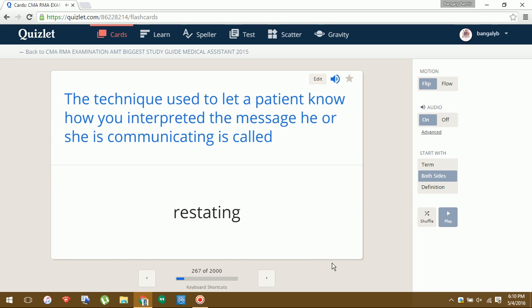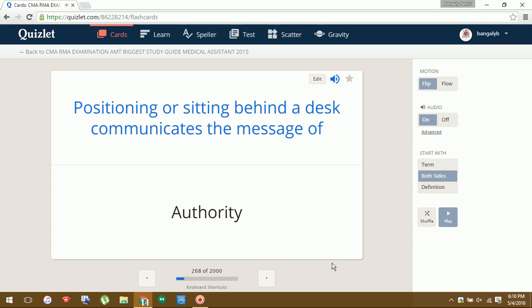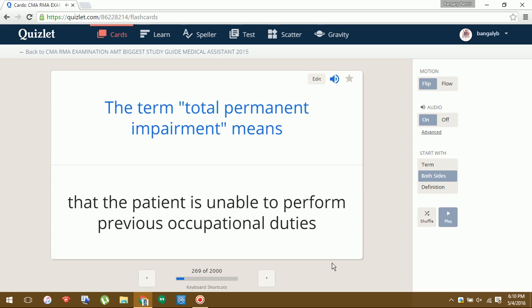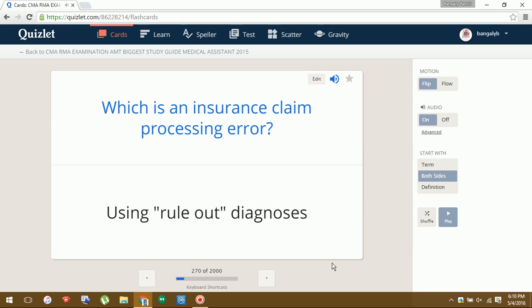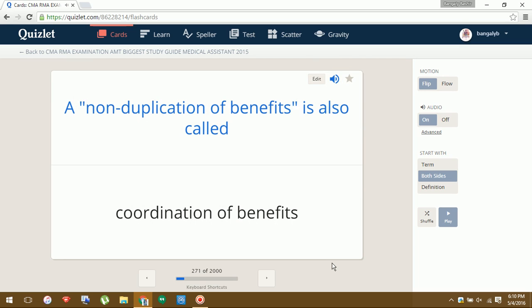The technique used to let a patient know how you interpreted the message he or she is communicating is called restating. Positioning or sitting behind a desk communicates the message of authority. The term total permanent impairment means that the patient is unable to perform previous occupational duties, which is an insurance claim processing error. Using rule-out diagnoses. A non-duplication of benefits is also called coordination of benefits.